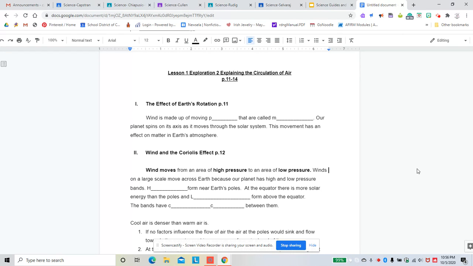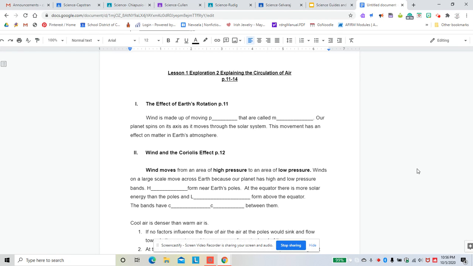One would extend from the North Pole to the equator, and the other extends from the South Pole to the equator. Within these convection cells, air would flow in a straight line as it moves between the poles and the equator. However, the air in the Earth's atmosphere does not move in such a simple pattern. One reason for this is that the Earth rotates on its axis.